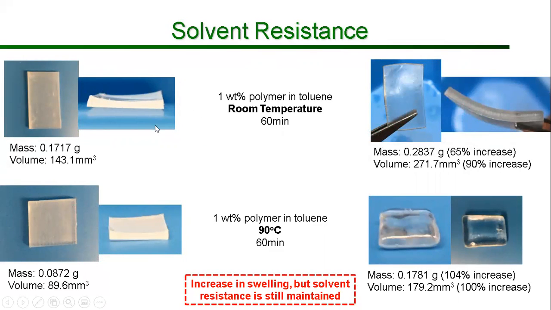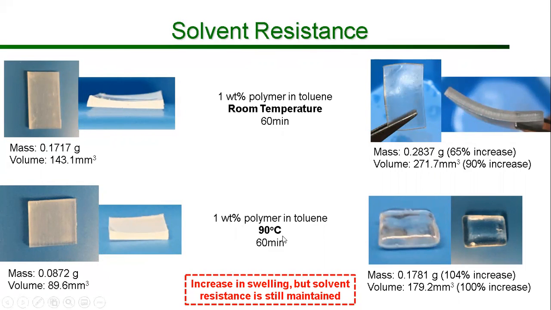And we placed the polymer into the material and waited for 60 minutes and tested the swelling of the material. We do have an increase. There was a swell of a 65% increase in mass and a 90% increase in volume. But the material did not dissolve, which is exactly what we're trying to prove, that it's maintaining its cross-link density.